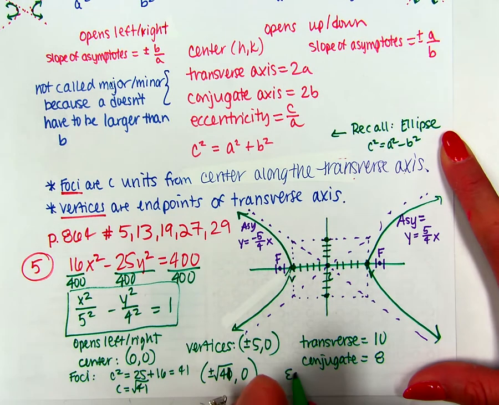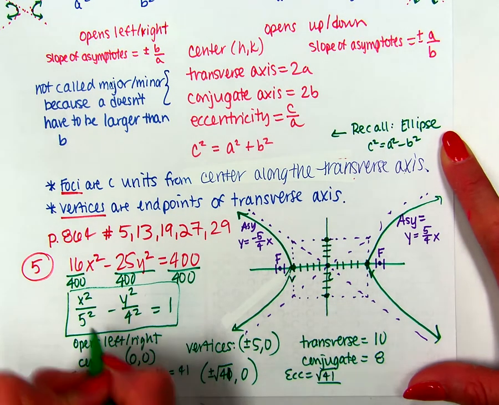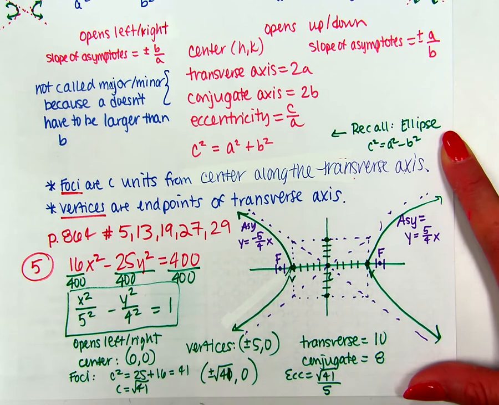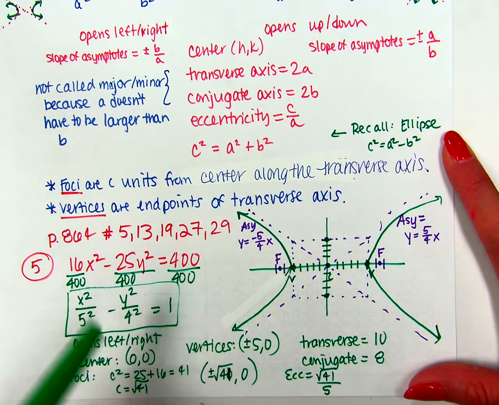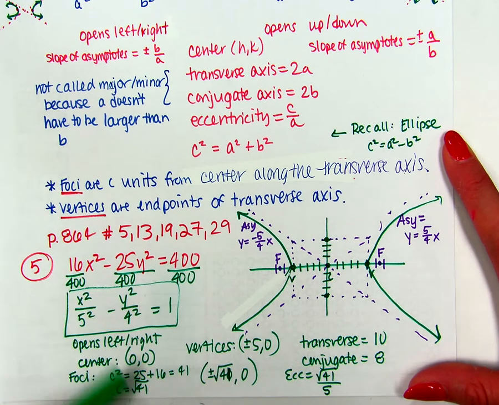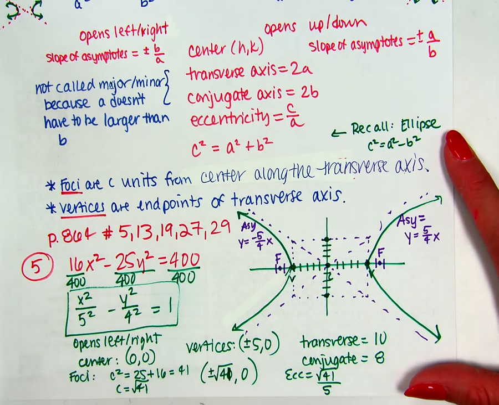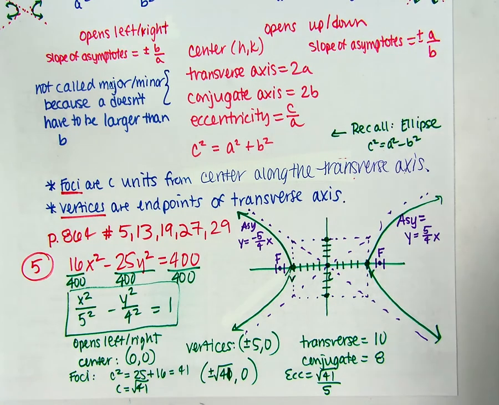I need to find my eccentricity, which is c over a, so root 41 over 5. All right, now the eccentricity is always going to be greater than 1. Because think of it like c has to be your hypotenuse, right? So that's always going to be larger than that number. All right, so I believe that we found all the things we needed to. All right, we're going to do the next example.